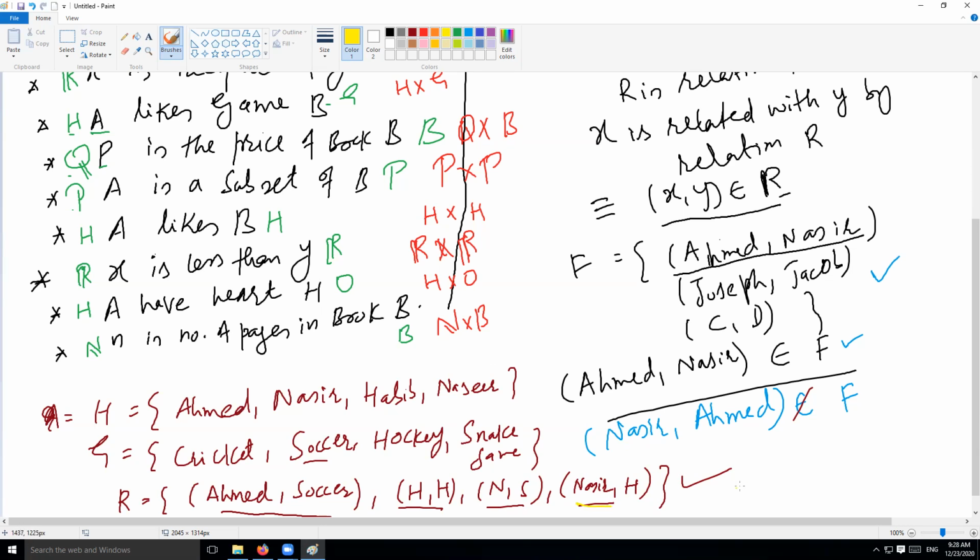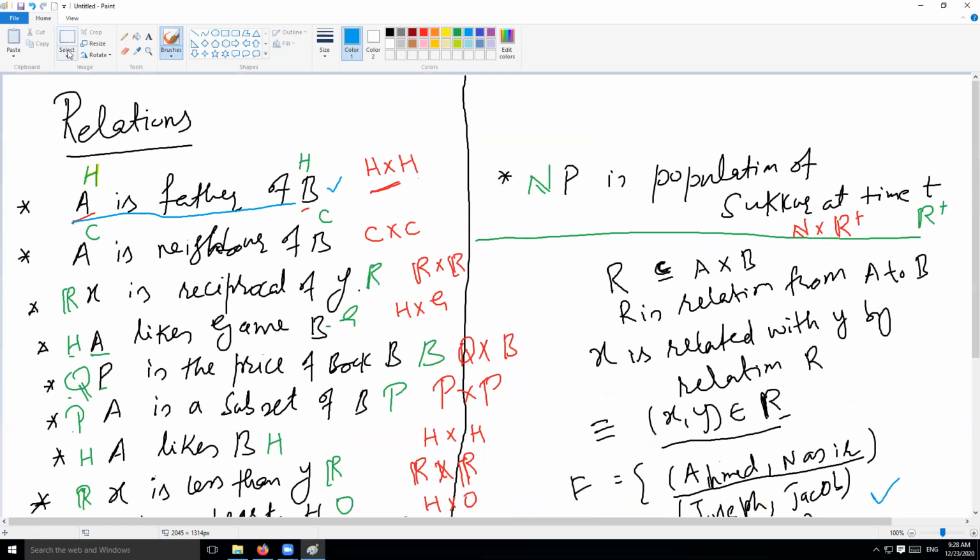Can I say that Nasir likes soccer? Yes, sir, it sounds like a relationship. No, it's a relationship, but keeping in view this description, no, it doesn't mean that. This is not true. Nasir does not like soccer actually. It's not mentioned here. Are you getting the point? So this is the meaning of a relationship. So you have to keep it in view.